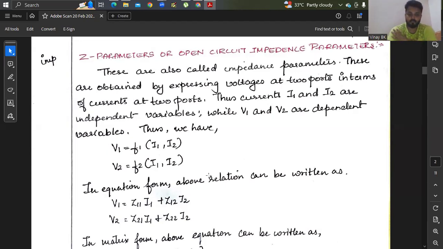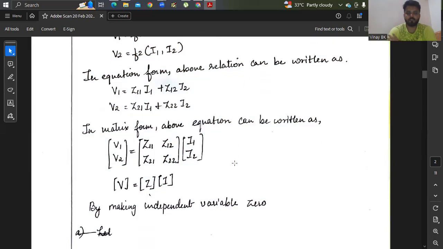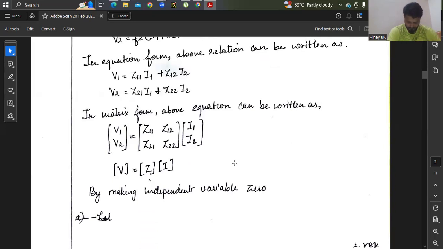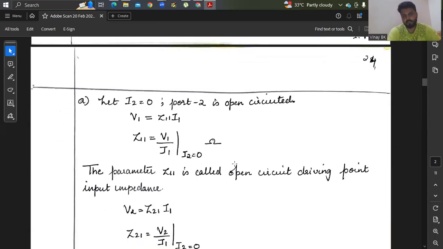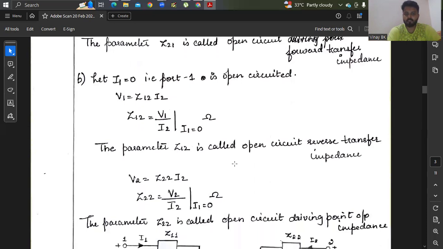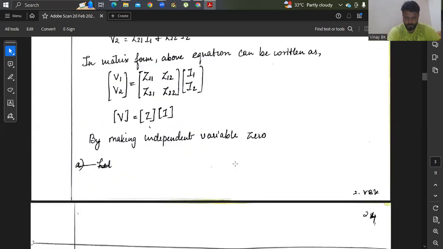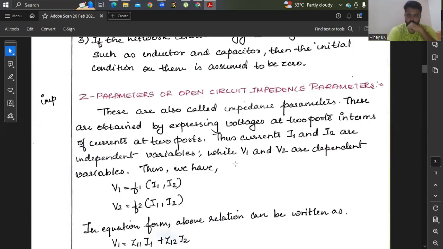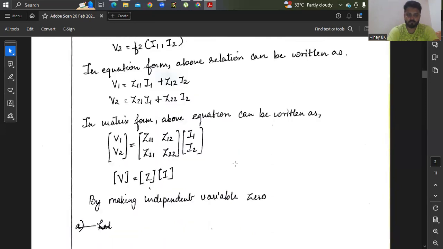Then you have to write the equations of Z parameters, that is nothing but V1 equals Z11 I1 plus Z12 I2. Similarly, you need to write it for V2. Then you have to write it in matrix form. Then once you consider I2 as 0, you write the equations of Z11 and Z21. Later you can consider I1 as 0. Then you can write Z12 and Z22. You just take a screenshot. I'll give you a few minutes. Just take a screenshot of this. You need to write these. Similarly, all of these you have to write in the examination.